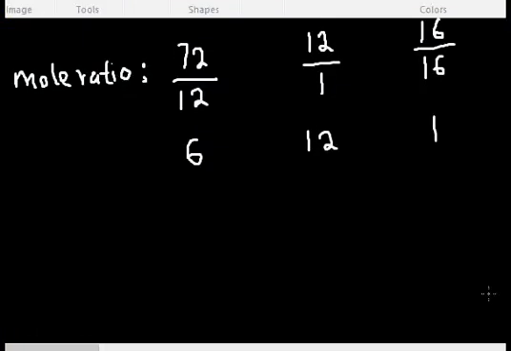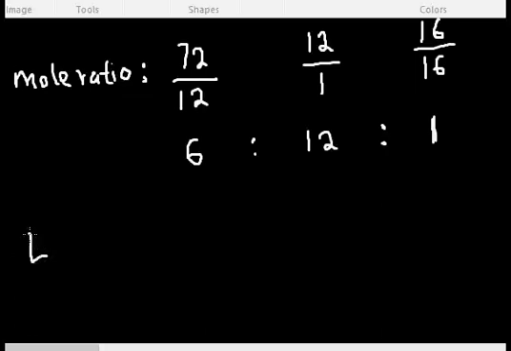Okay, so the next step: I would divide by the smallest mole ratio if the ratio has not been reduced to the lowest term. The ratio must be reduced to lowest term, to 1, before I can use it. Now since one of the ratio is already reduced to 1, I don't need to divide by the smallest mole ratio. So that means my ratio is 6, 12, 1.